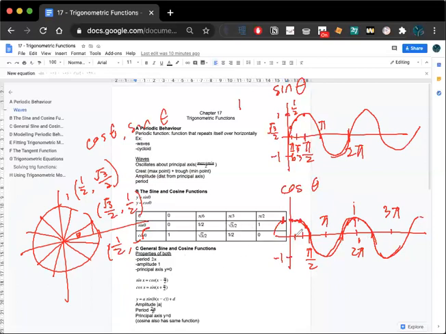And then the principal axis would be y equals 0, because to find the principal axis, you need to do the maximum point plus the minimum point of y, over 2. That gives you 1 plus minus 1 over 2, which is 0 over 2, or 0.